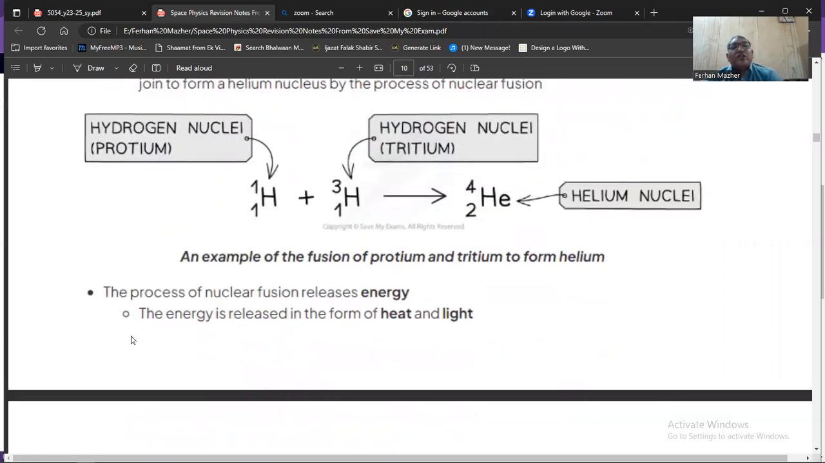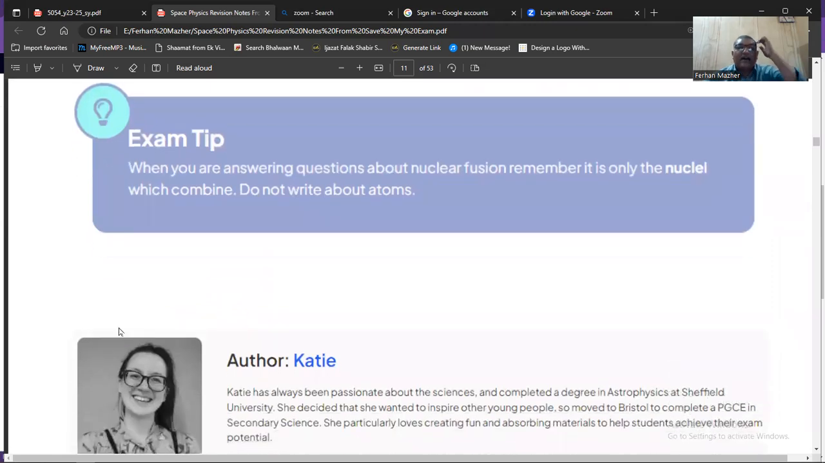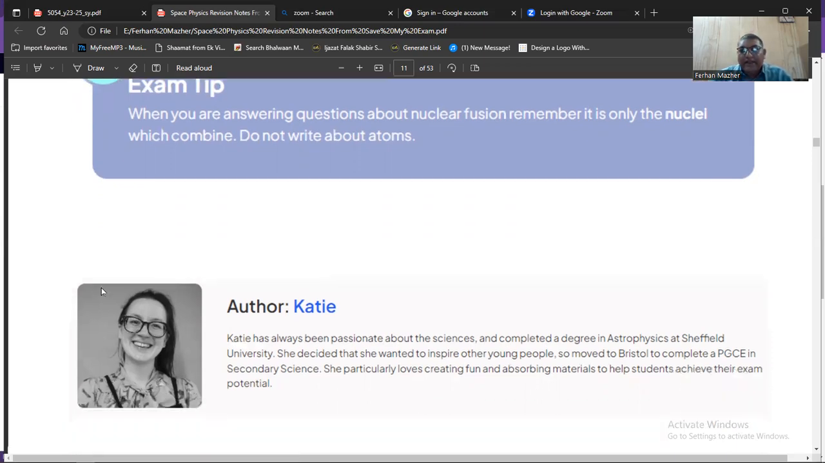The process of nuclear fusion releases energy. The energy is released in the form of heat and light. So remember these words. Here are the exam tips: when you are answering questions about nuclear fusion, remember it is only the nuclei which combine. Do not write about atoms. Use the words the nucleus of hydrogen, the nucleus of protium, the nucleus of tritium. They fuse into each other, they make the nucleus of helium.